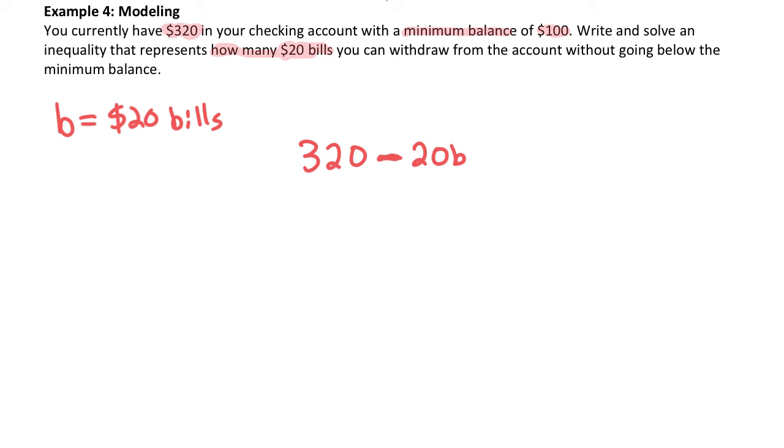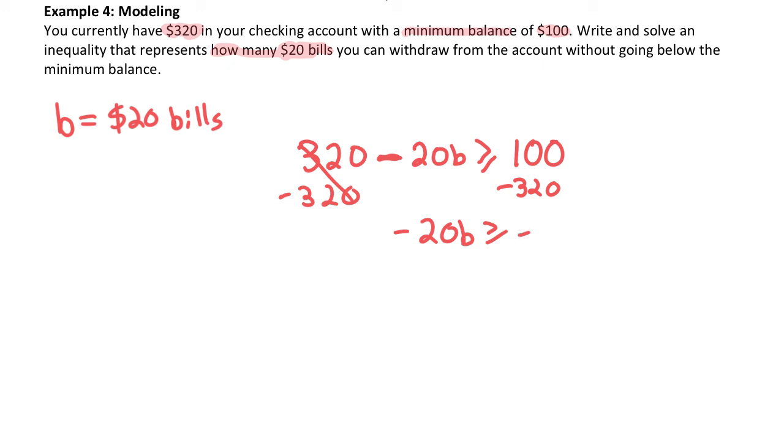So I don't want this value to drop below $100. So this value has to be greater than or equal to $100. I can't make my account go below that $100 threshold. Okay, so to solve this, I would subtract 320 from both sides. I get negative 20b is greater than or equal to, this would be negative 220. And I divide both sides by negative 20. And the important part there is we understand I've got to flip my sign.